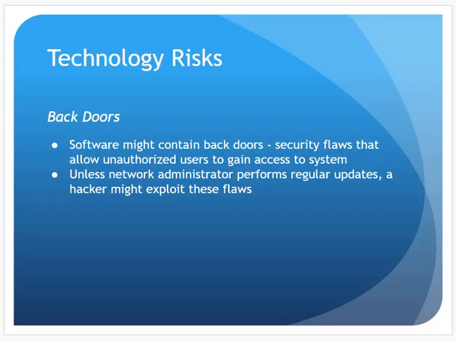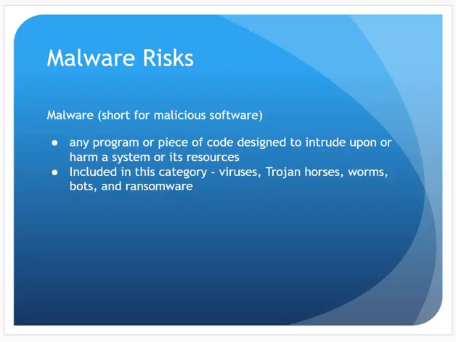Backdoors. Some software might contain a backdoor security flaw. Unless that is identified and updated or patched, if you will, that could be open as an exploit for a hacker to take advantage of, especially if you're running that software for a long period of time without it being updated, which is one of the reasons they like update, patch, update, patch kind of thing. So that could be another type of technology risk. Alrighty, we'll come back and we'll start looking at some malware risks.